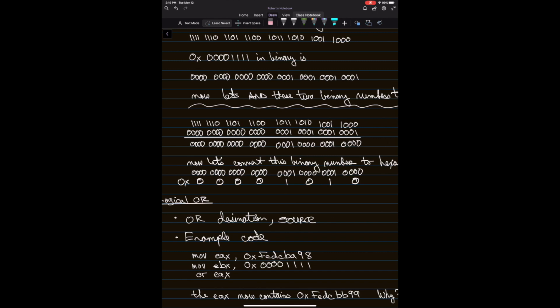Therefore I'm just simply going column by column, taking care of each one of these and writing them down. And so you'll see the only times that I have true are right here and also right here.